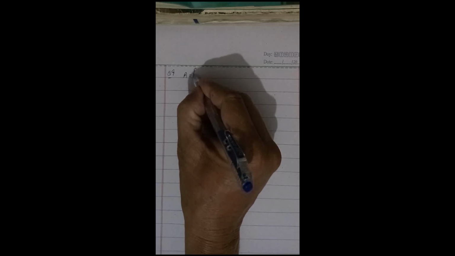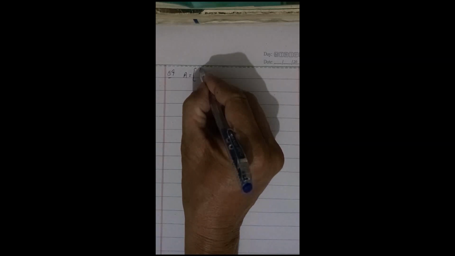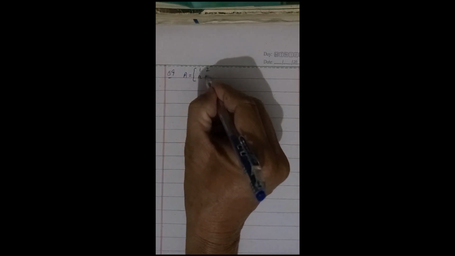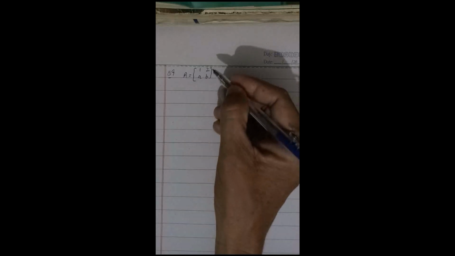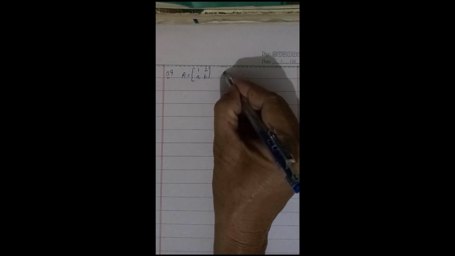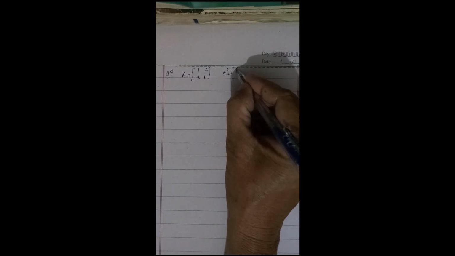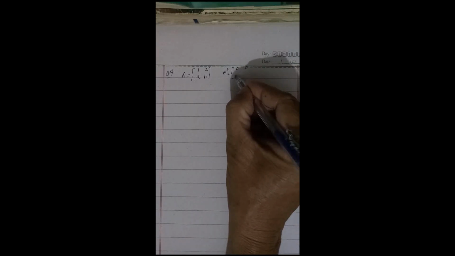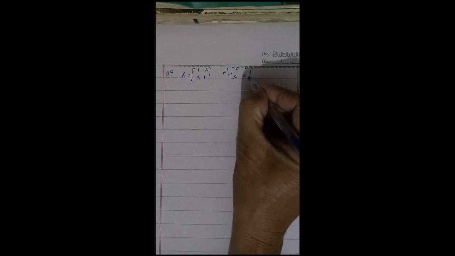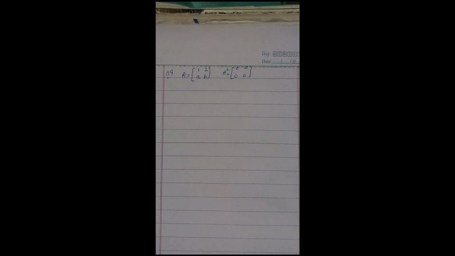Matrix A is equal to [1, 2; a, b], and matrix A square is equal to the null matrix [0, 0; 0, 0]. Find the value of a and b.